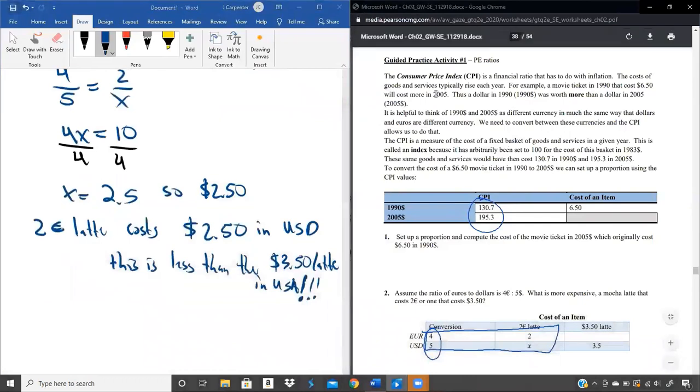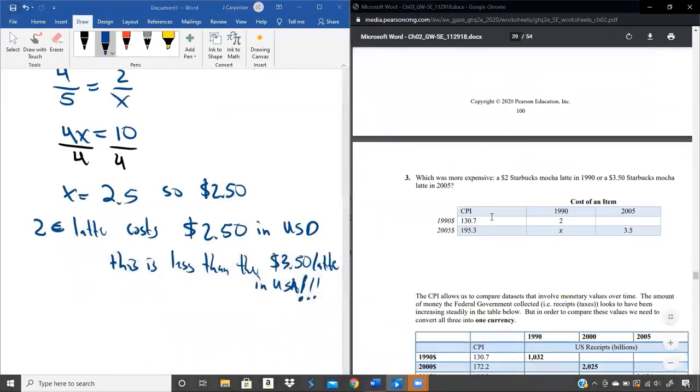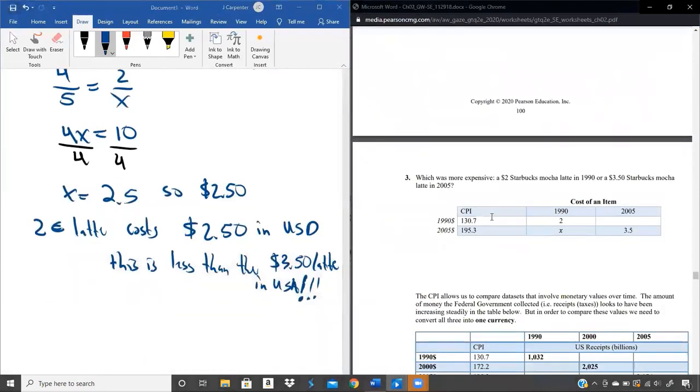All right, I need to annotate and clear. There we go, off of annotate. So, same idea with number 3, and they're even going to keep the same base values of 2 and 3.50, but they're no longer euros and dollars. They're saying we had a $2 Starbucks mocha latte in 1990, which I feel like Starbucks was just starting up then, not that it matters, or a $3.50 Starbucks mocha latte from 2005.